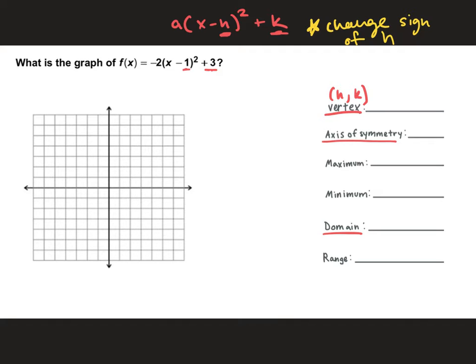So what is our h here? What do you think? So h comes from inside the parentheses. Think inside the house. What is our h? -1, but we flipped the sign. So it becomes what? It's a positive 1. So that's our h, and then what's our k?